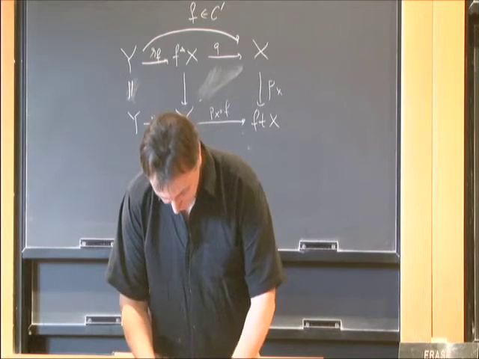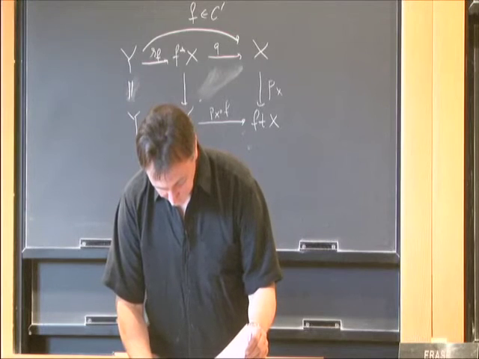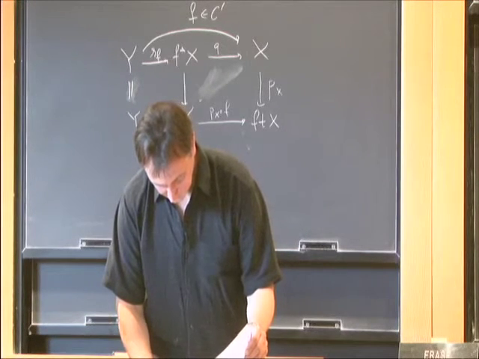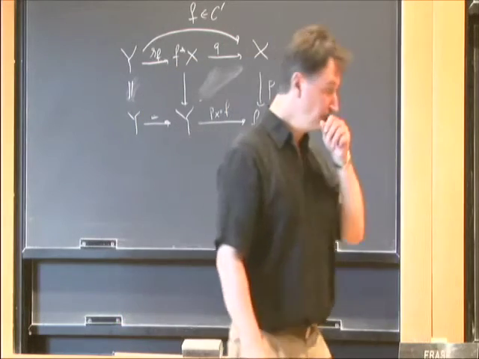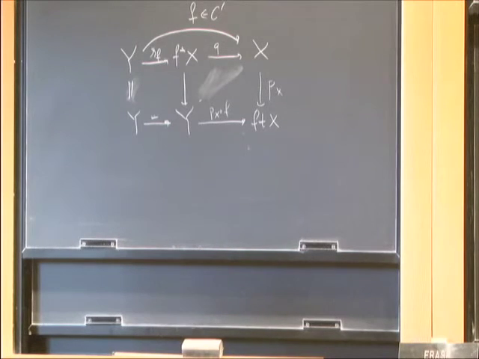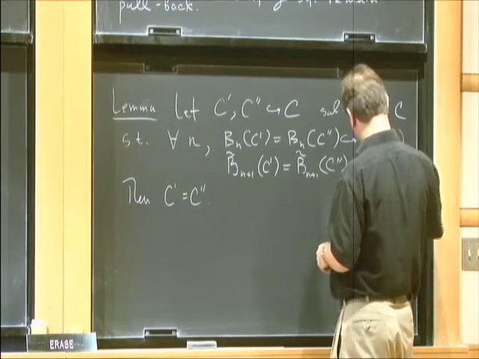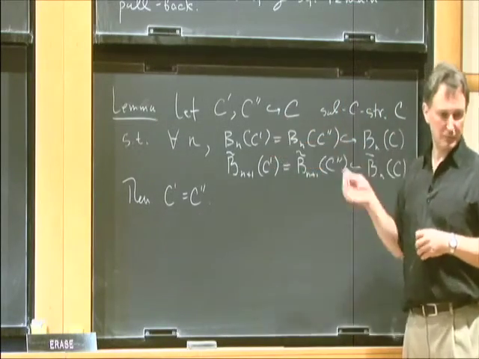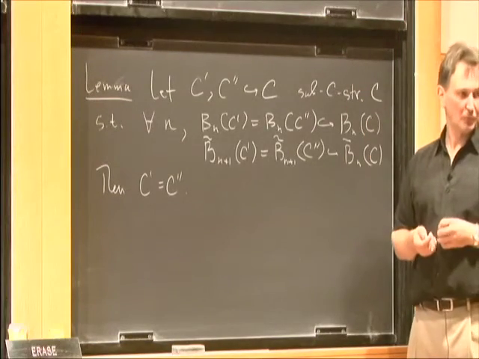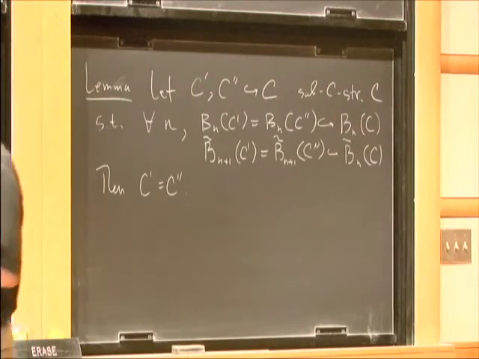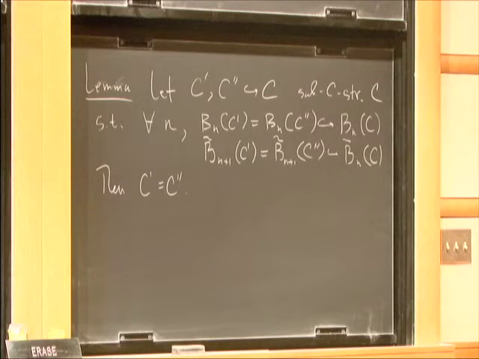Now we can ask the following question. Suppose I fixed some subsets in Bn of C and in B tilde n of C. What would be the conditions on these subsets which would guarantee that they come from a C substructure? And by this lemma, we know that then this C substructure will be unique. And here we have the following proposition.